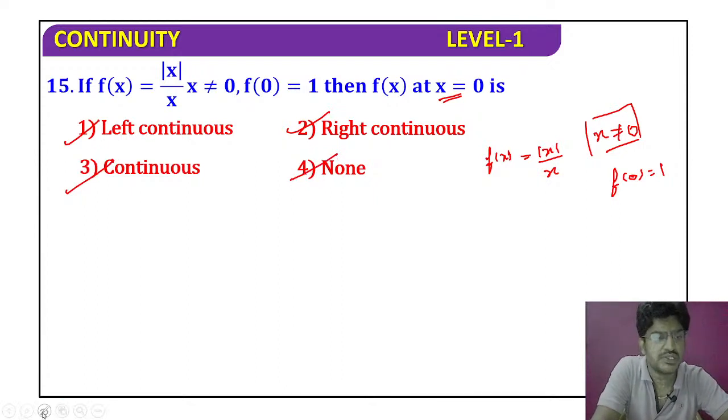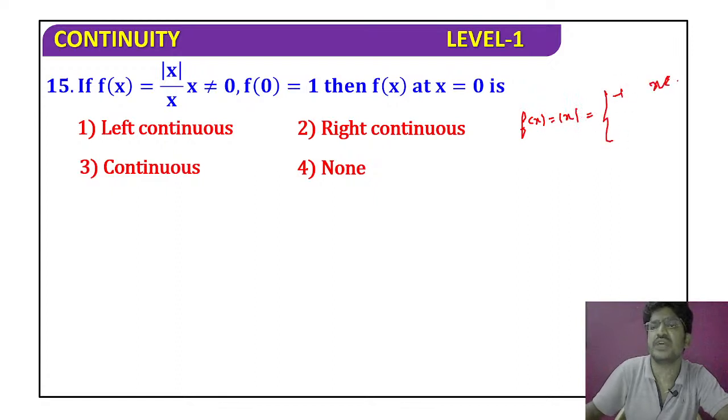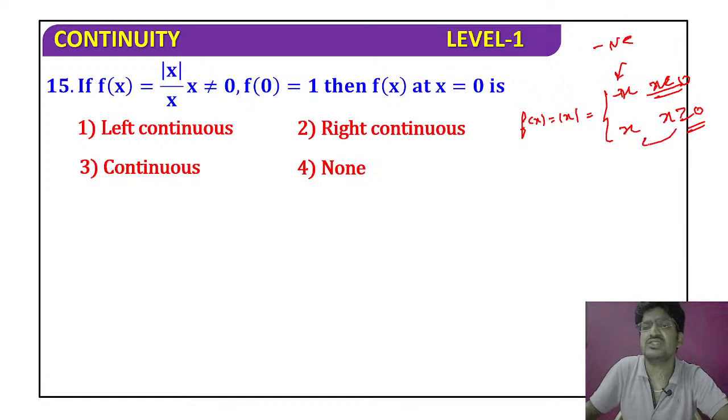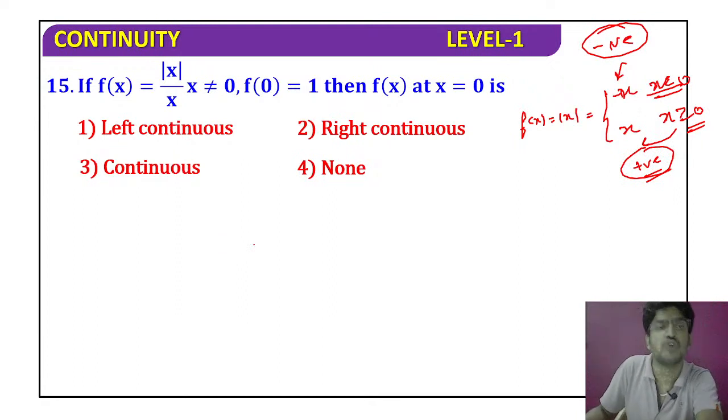So here my dear students, please remember the properties of the mod function. Mod x is equal to minus x if x is lesser than 0, and plus x if x is greater than or equal to 0. So at LHL it is behaving as negative, at RHL it will behave as positive. On that basis you have to solve it.